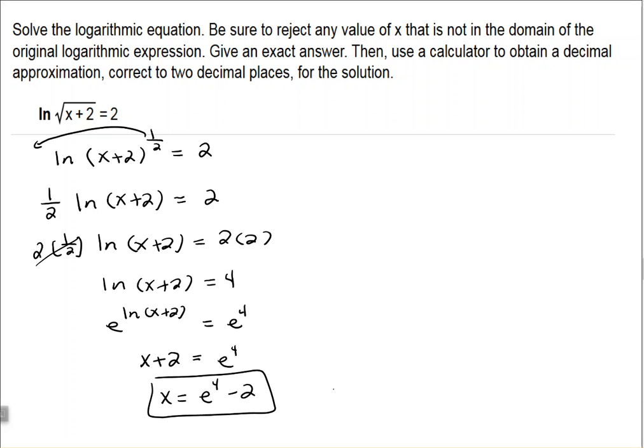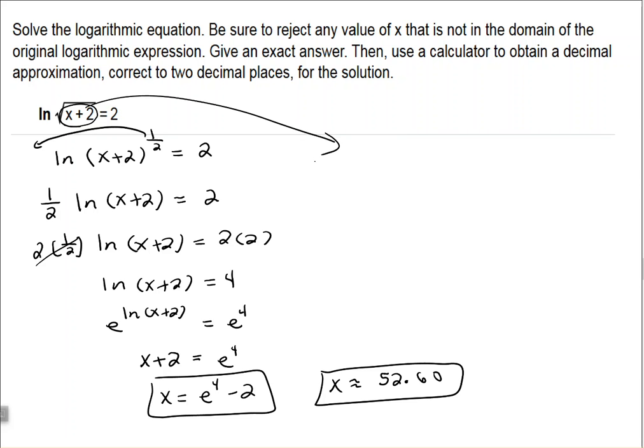The decimal approximation for that is about 52.60. Now let's make sure that answer is in our domain. Let's go back and look at what we were taking the logarithm of. So our domain must be x plus 2 is greater than 0. So x must be greater than negative 2, which it is. So that's a valid solution.